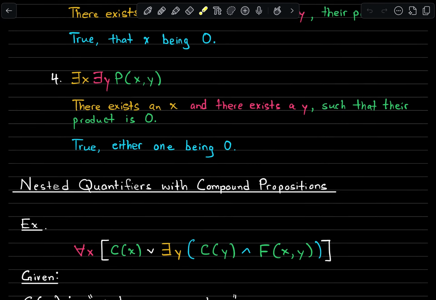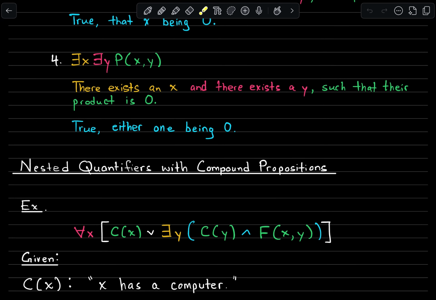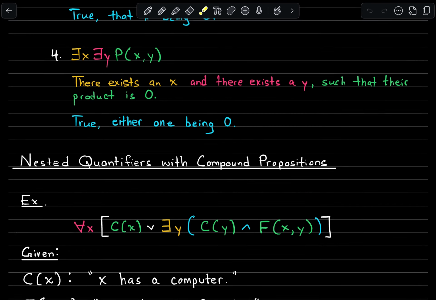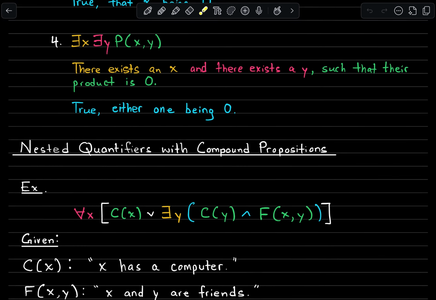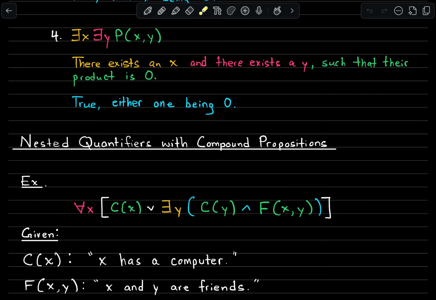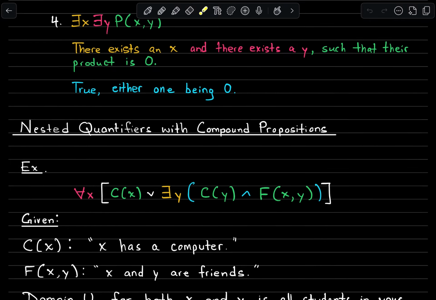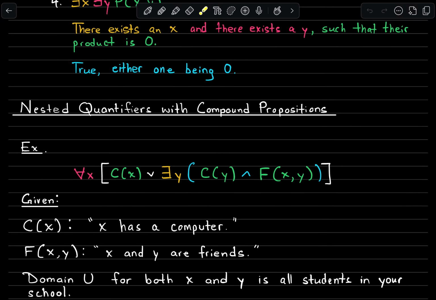Let's see what these mean. They've given us that C of x means x has a computer. And the same thing holds for C of y. It just means y has a computer. Then we've got the function F. F of x,y means x and y are friends. And the domain U for both x and y is all students in your school.